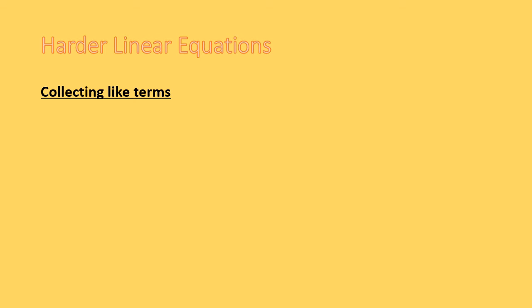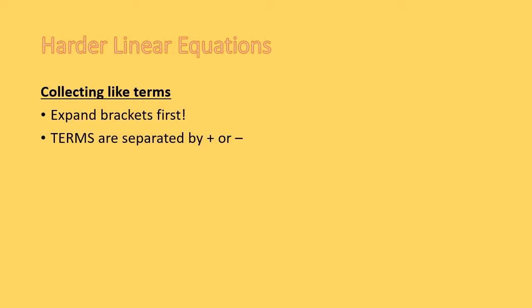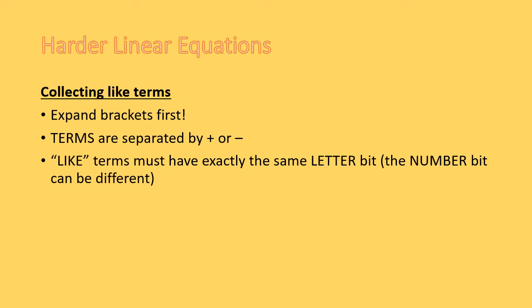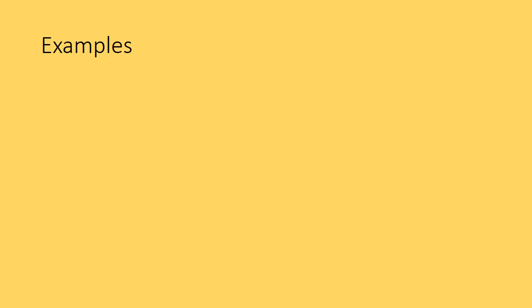Collecting like terms. Expand brackets first. Terms are separated by plus or minus. Like terms must have exactly the same letter part. The number part can be different. Add the coefficients of like terms. These examples show you how this works.